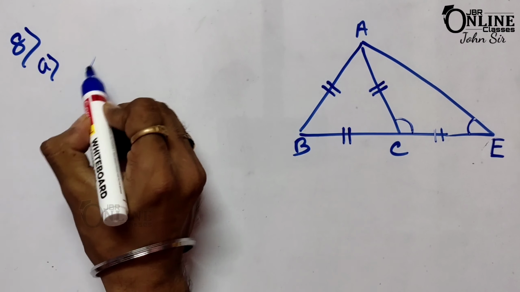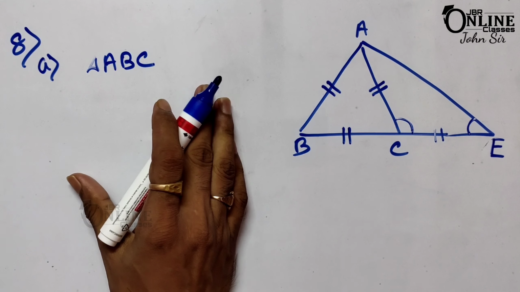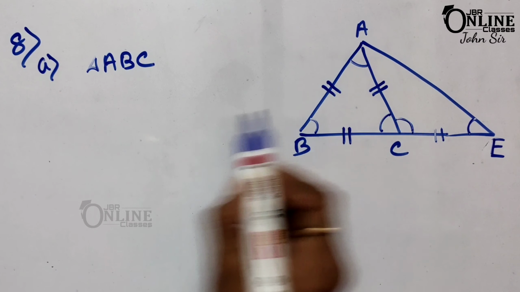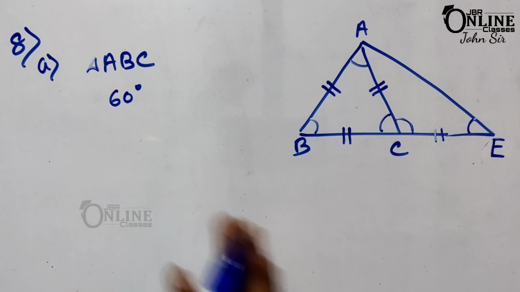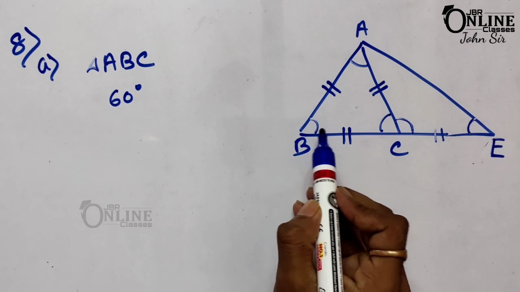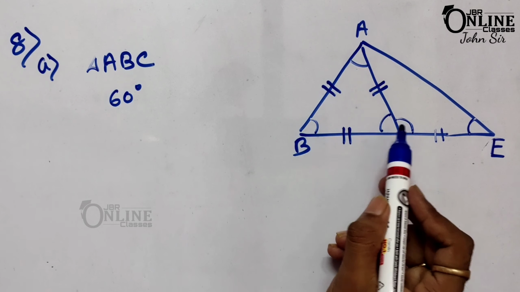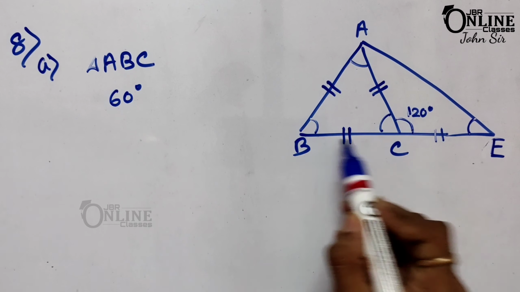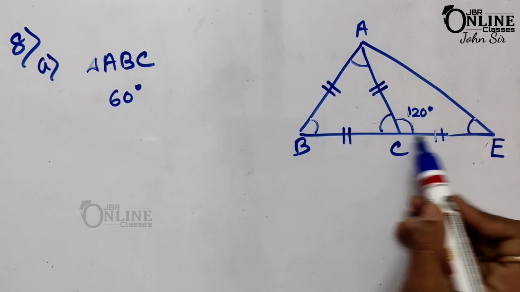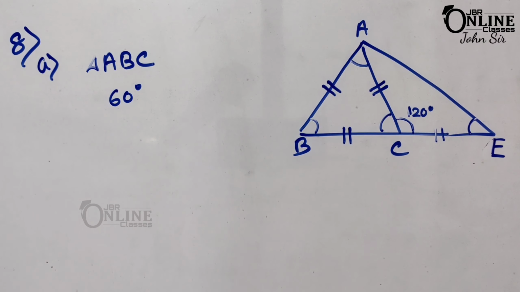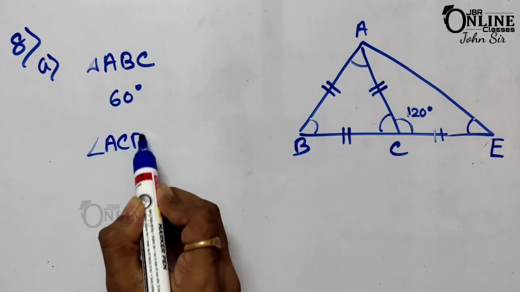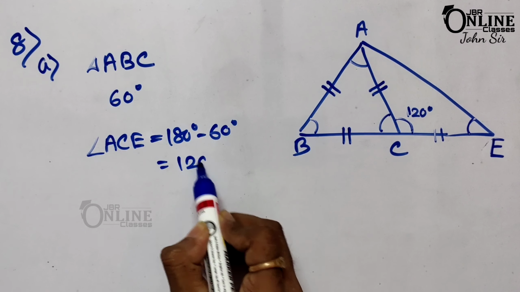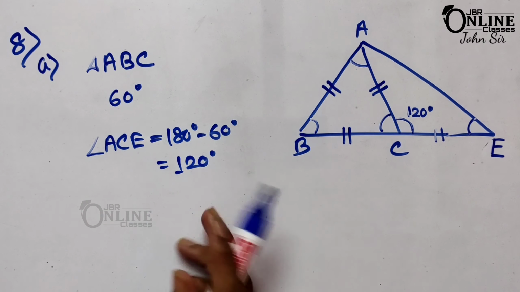So here triangle ABC is an equilateral triangle. That means definitely each and every angle of this triangle is equal to 60 degrees. You know that. So if this one is 60, this one is 60 and this one is 60, then definitely this one is 120 degrees, as BC or BE is a straight line. So you can write angle ACE equals 180 minus 60, that equals 120 degrees. So angle ACE equals 120.